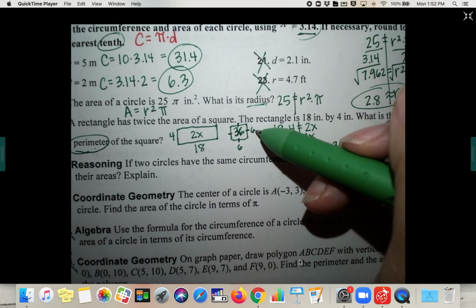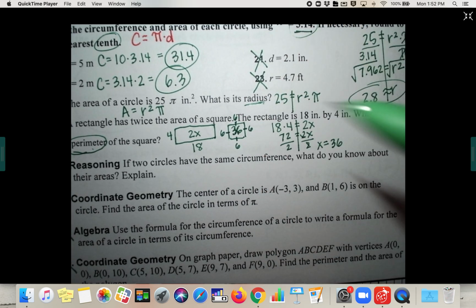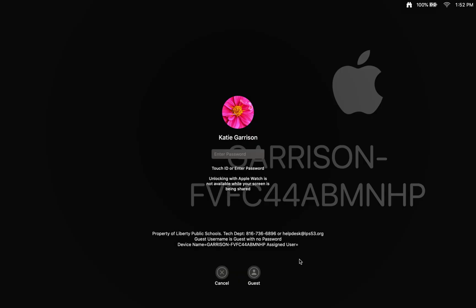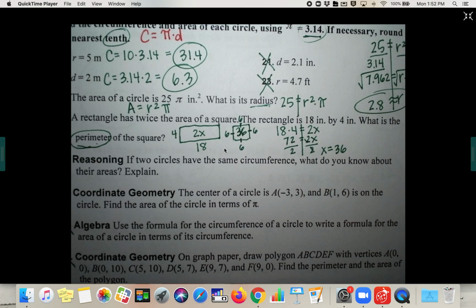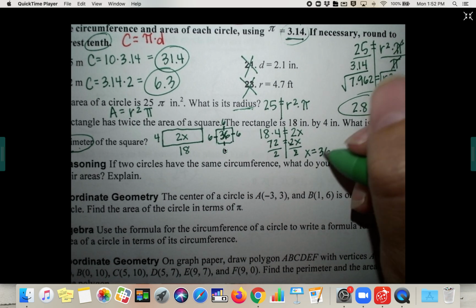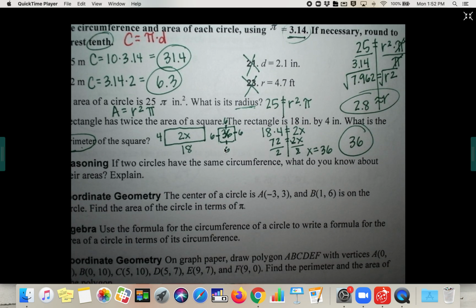So if you know that this side is 6 and this side is 6 and it's a square, then this side is 6 and this side is also 6. Whoops, totally lost it. Sorry about that. So 6 plus 6 plus 6 plus 6 is 24. So the perimeter is 24.